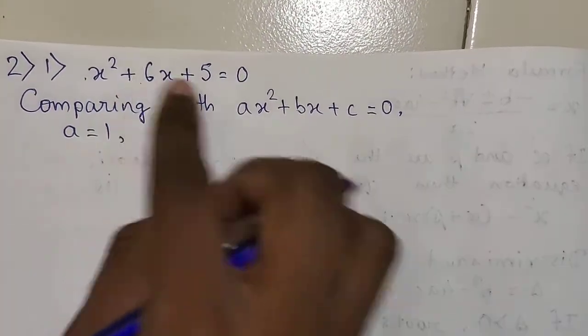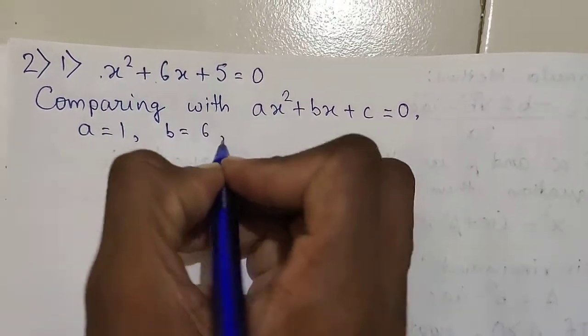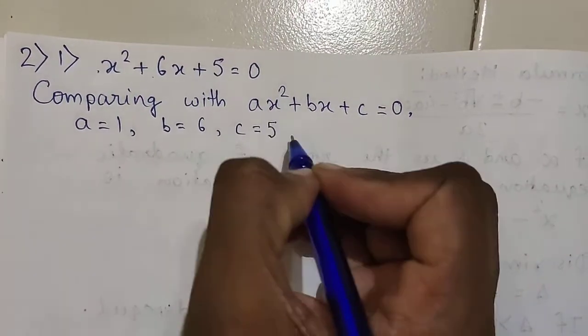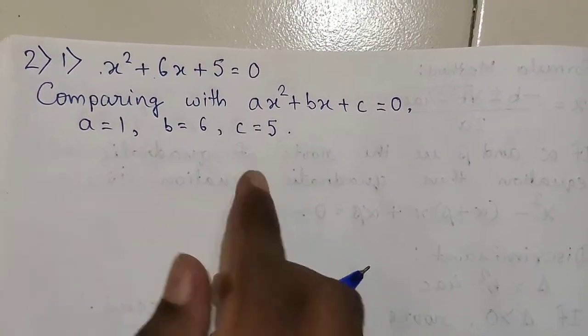Now what is the b value? In place of b you can see 6 is there. So the b value is 6. What is the c value? In place of c there is 5. So the c value is 5. So now we have a, b and c.